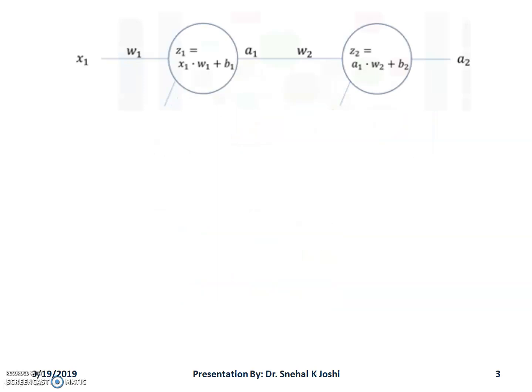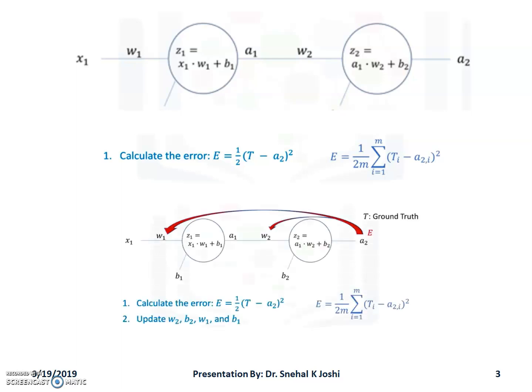We take an example of a simple network which contains only two neurons, one as input and another as output. The input is x1 for the first neuron, having weight w1 and bias b1. Similarly, for the second neuron, the input is a1, the weight is w2 and the bias is b2, which produces output a2. We calculate the square error between the ground truth t and the predicted value a2. The square error represents the cost or loss function.